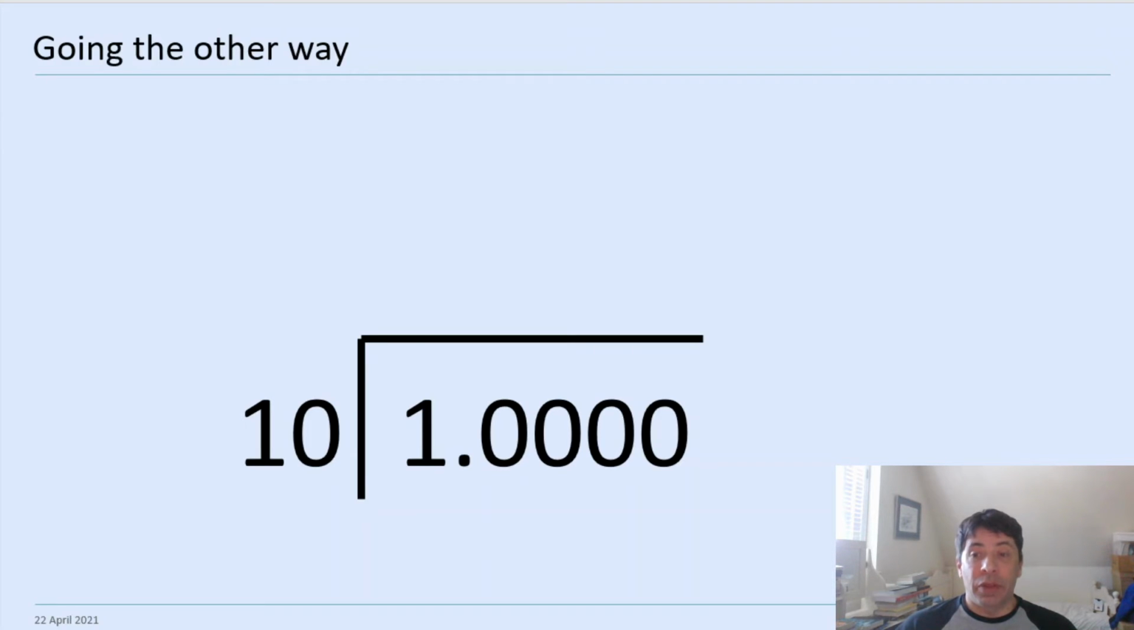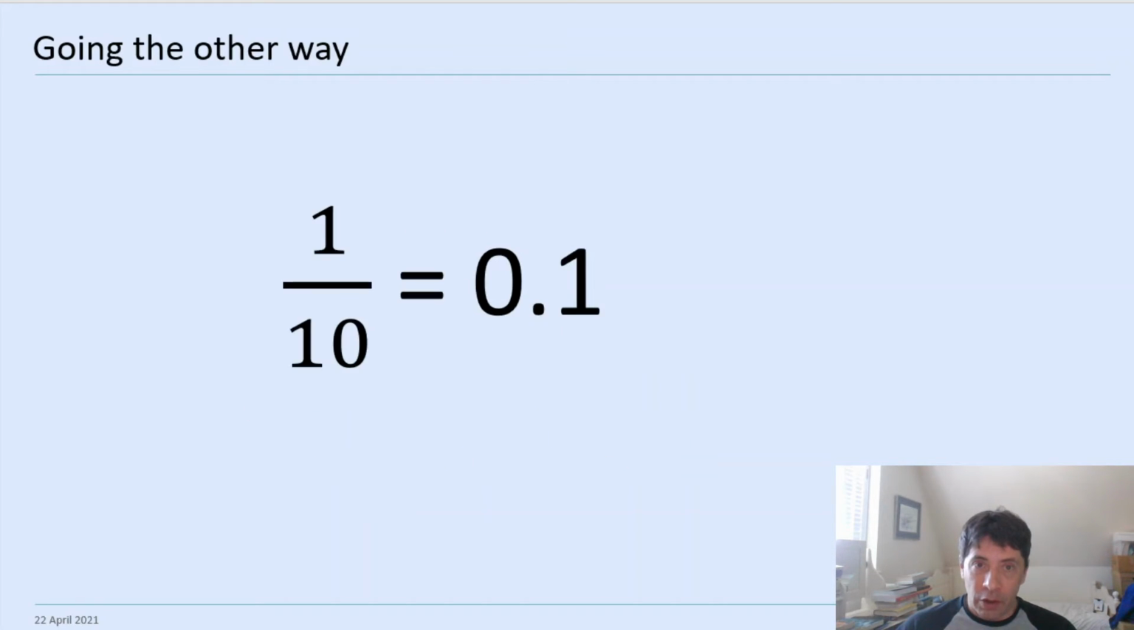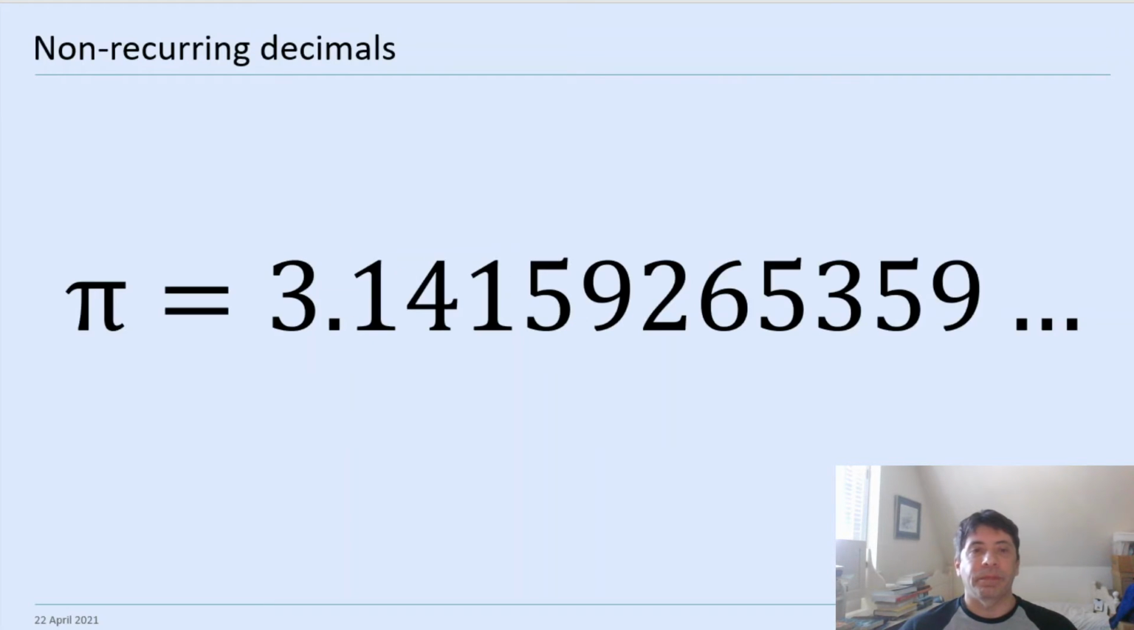Alright, let's look at this. So a tenth, so we're going to have 10 dividing into 1. So 10 goes into 1 no times, carry the 1, 10 into 10 goes once, and we're done. So a tenth equals 0.1, and we're kind of full circle. So we've come at it now from the other direction.